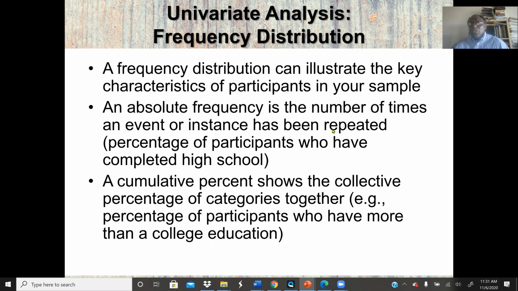I have 27 patients that have disease A. I have 100 patients that have disease B. Or in the age group between 10 to 20, we have 7 with disease A. Between the age of 40 to 50, we have 0 with disease A, etc. Also, we have a cumulative percent, which will show the collective percentage of categories together. An example will be the percentage of participants who have more than a college education.